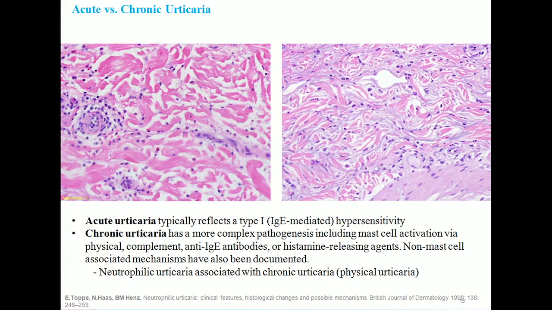Microscopically, acute urticaria typically reflects a type 1 hypersensitivity reaction, an activation of IgE antibodies cross-linked on mast cell surfaces. And so what you're going to see is a sparse perivascular lymphocytic infiltrate with interstitial neutrophils and occasionally some scattered eosinophils. Now, in regards to chronic urticaria, it has a much more complex pathogenesis for mast cell activation, which can include physical as well as complement, anti-IgE antibodies, or even direct histamine-releasing agents. Also, non-mast cell mechanisms have been reported in the chronic forms of urticaria.